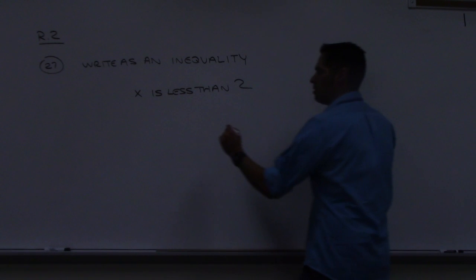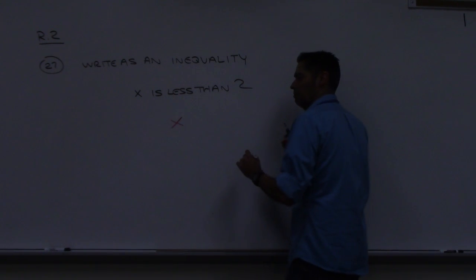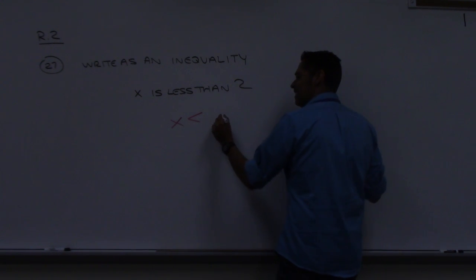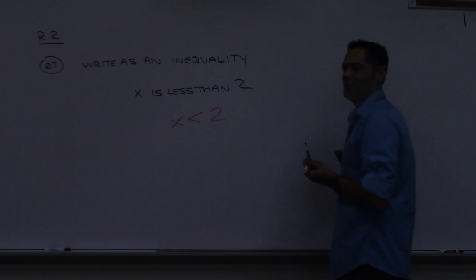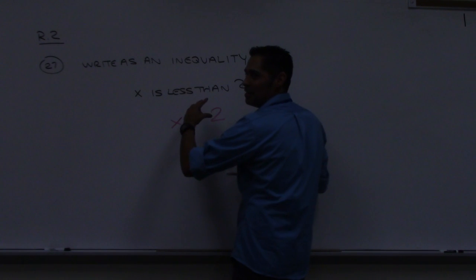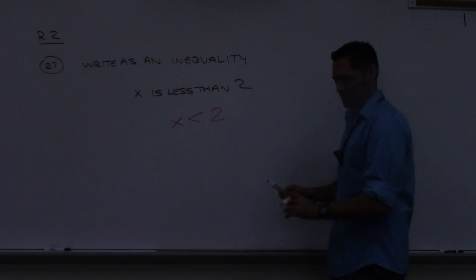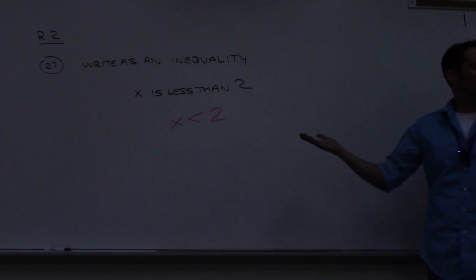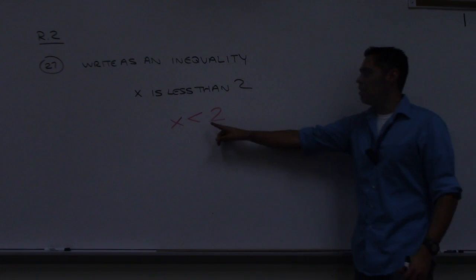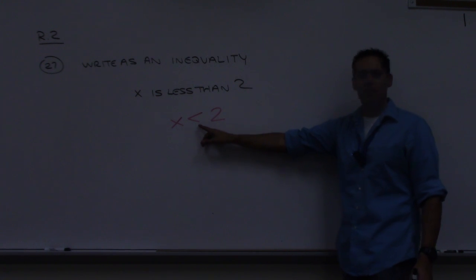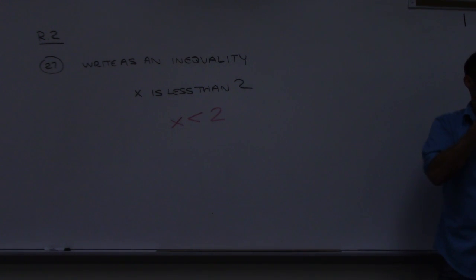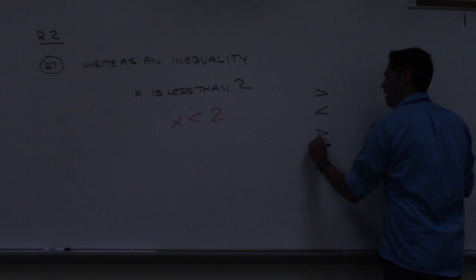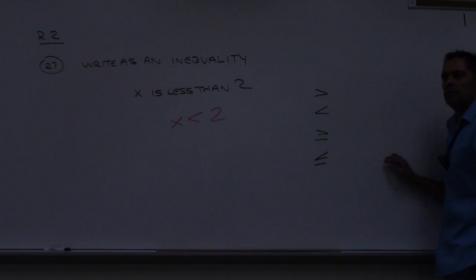X, and then alligator mouth, eating to the right. Okay, I like that. Then 2. So the alligator always opens up to the bigger number, or points towards the smaller number. That's the way we write that mathematically. This right here is called an inequality symbol. How many inequality symbols are there? There's 4. There's this one, that one, and that one, right?